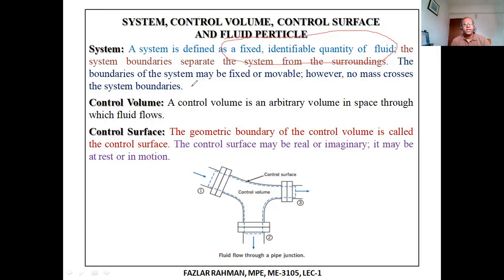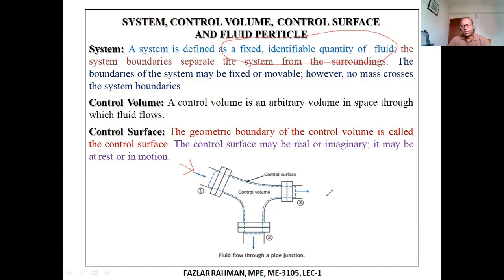Okay. Then control volume. A control volume is an arbitrary volume in space through which fluid flows. That is called a control volume. Like giving an example over here, like a T joint, fluid coming from this end, then leaving through this end. So this portion of fluid, you can think of as a control volume.